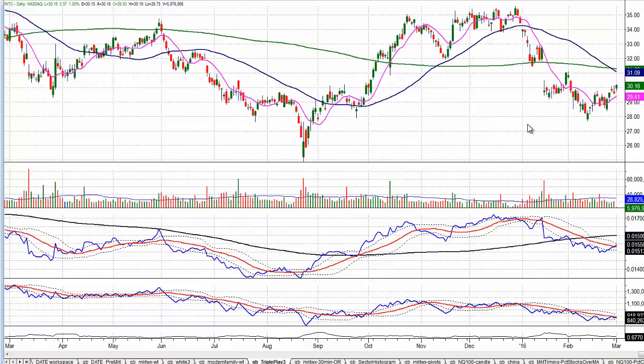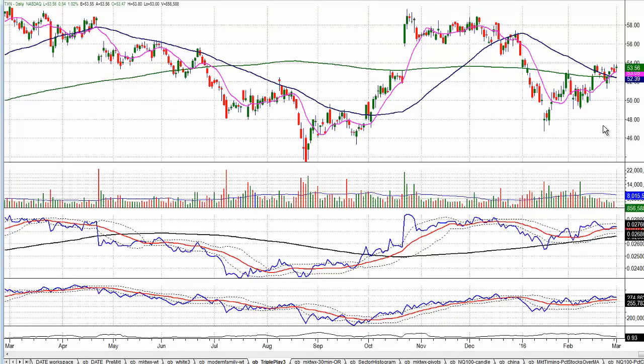But its cousin, as I like to refer to it, Texas Instruments, completely different picture, right? It's over the 50, it's over the 200, consolidating nicely. Now the 50 is negatively sloped, but if this can get over 54, you've got a nice looking breakout on a stock that's looking strong. All right, so keep an eye on that one.